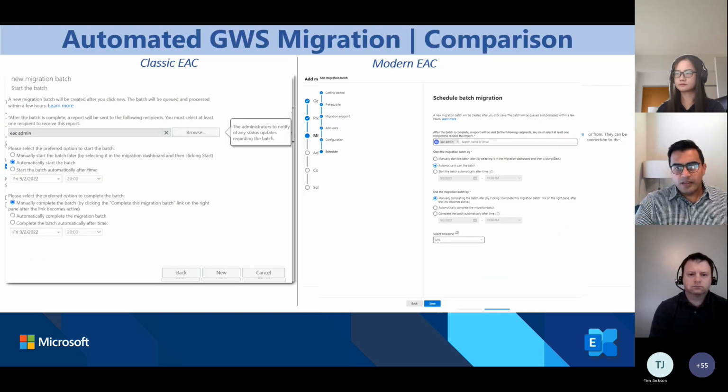So let's do a side-by-side comparison, right, of how the experience differs between Classic EAC and Modern EAC as far as Google Workspace migration is concerned. So in Classic, as you can see, from the landing page, you click on the plus sign, which takes you to create a migration batch. And then you select, I want to do Google Workspace migration.